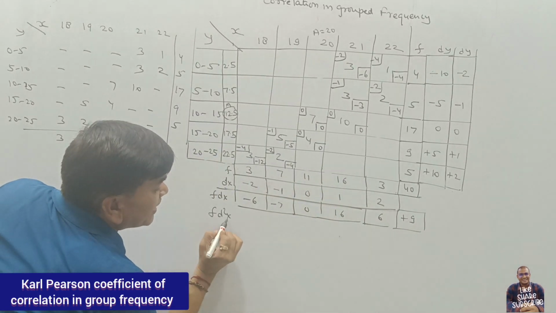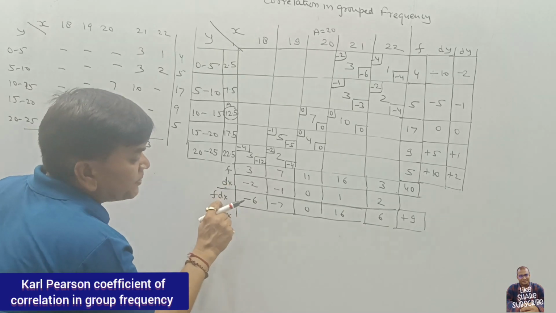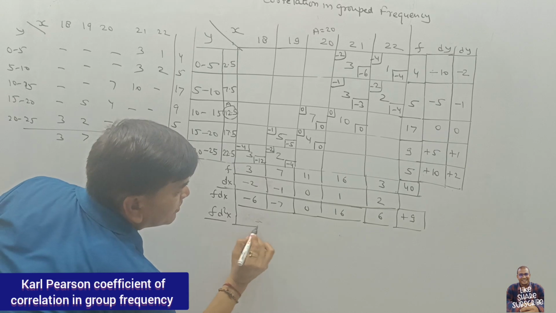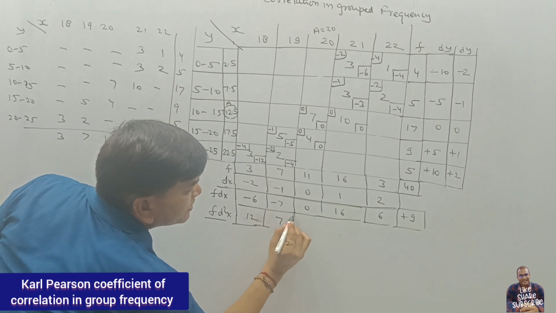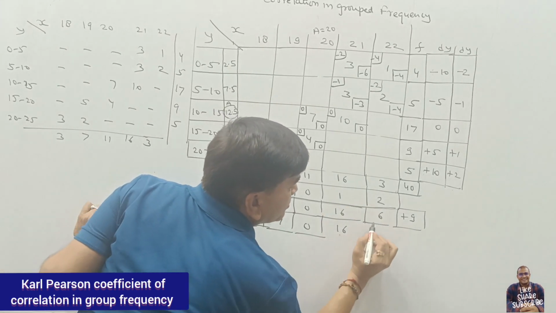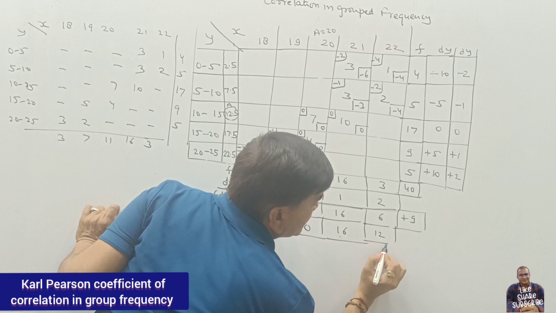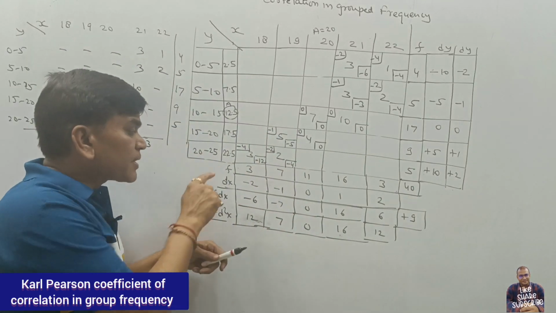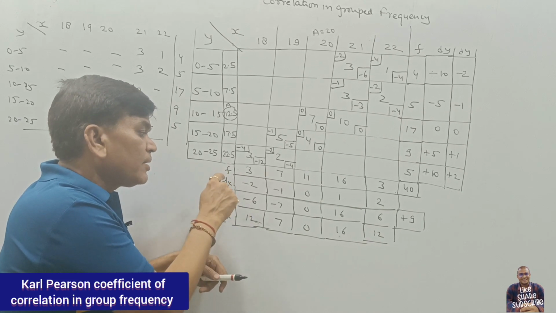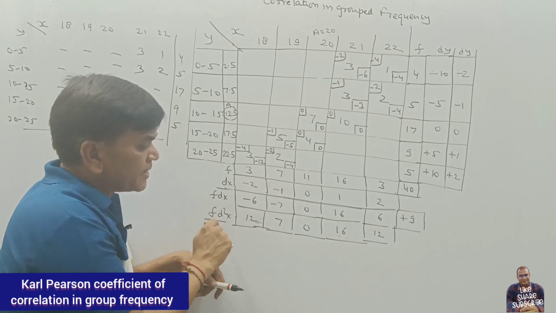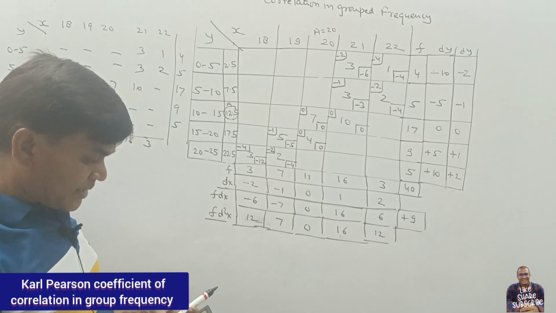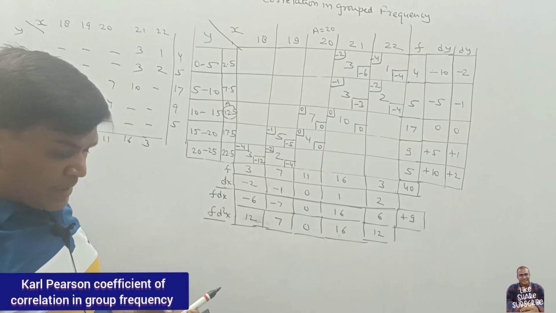f d square x we require. So f dx multiply by dx: 6 times 2 is 12, 7 times 1 is 7, 0 multiply by 0, 16 multiply by 1, 6 times 2 is 12. So what we have done, firstly we have f dx, multiply by dx, that is f dx multiplied by dx, that is f d square x. So the total of this is 12 plus 7 plus 16 plus 12, that is 47.